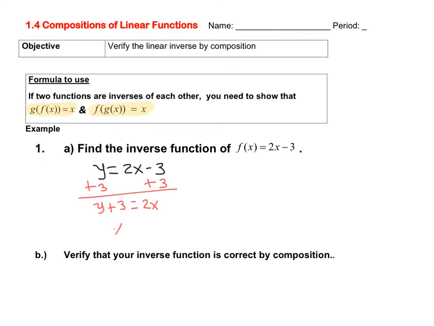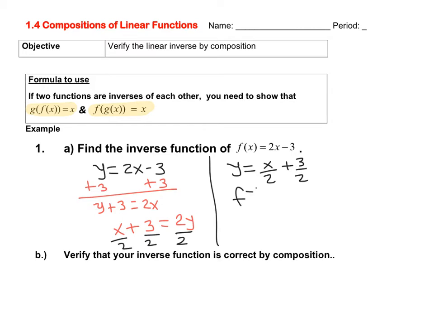So we get x plus 3 is equal to 2y. And then all I need is to divide everything by 2, and that means y is equal to x over 2 plus 3 halves, and I can write it in notation form. So x over 2 plus 3 over 2, and that's the answer right there. The next step is to verify by composition.